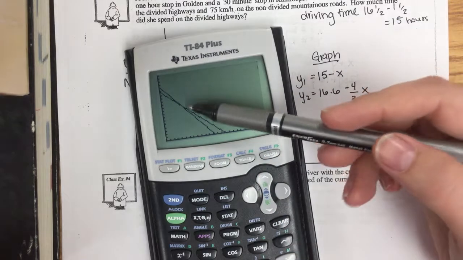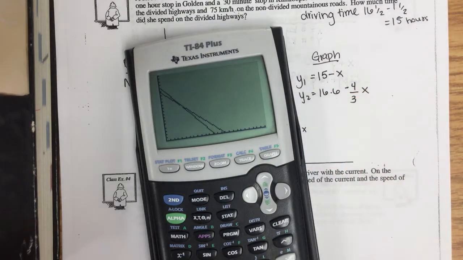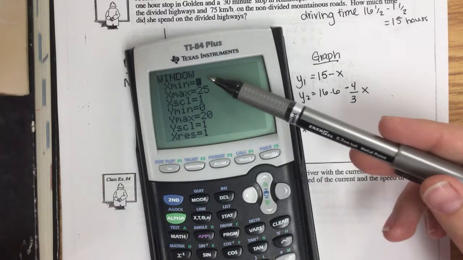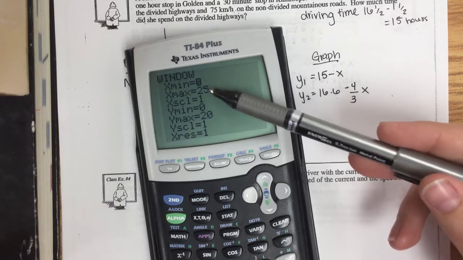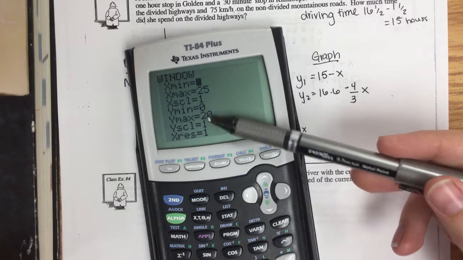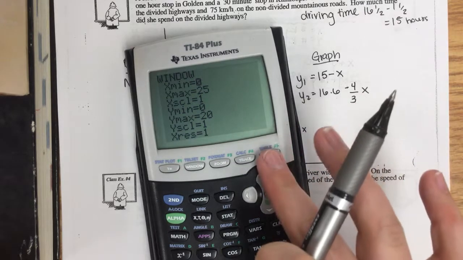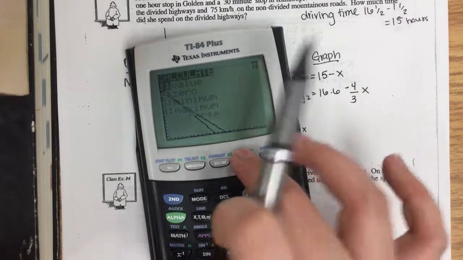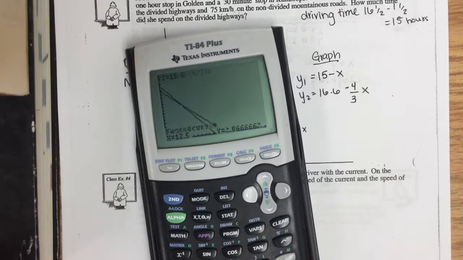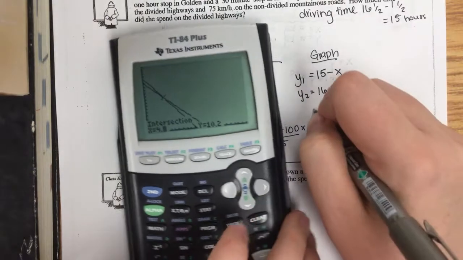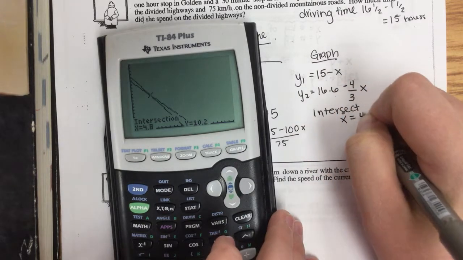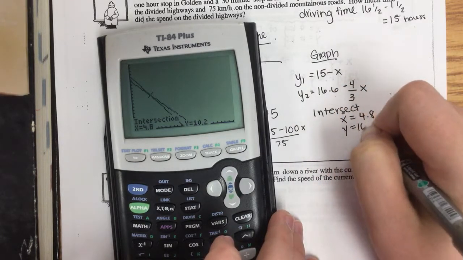Graph. Can I see the intersection? Yes, I can. This is on a window I had from a previous question. Let's just look at that window quick. This must have been from maybe lesson number 5. It says 0 to 25, 1, 0 to 20, 1. Okay, but what's important is that I can see that intersection. Let's figure out what that is. Second calc, intersect, enter. They intersect at x equals 4.8, y equals 10.2.